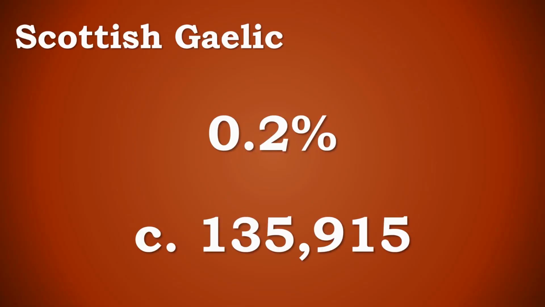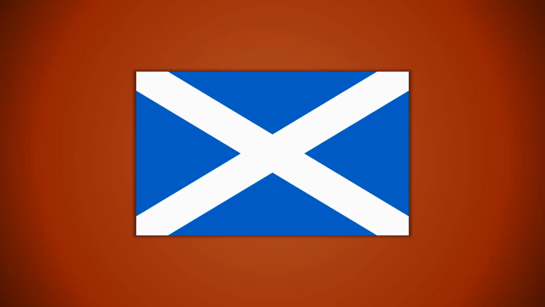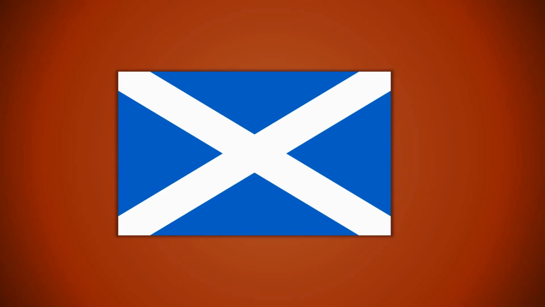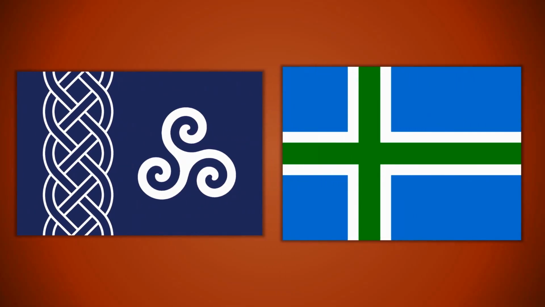Scottish Gaelic is spoken by 0.2% of the UK's population. That's around 135,000 people. Again, Scottish Gaelic is mostly shown with the Scottish flag. However, as with Scots, this is a problem when you need to differentiate between the two. Most of the time, if you look online for a Scottish Gaelic flag, you'll find something that's a little bit generically Celtic. So like this example on the left, which is a lovely flag, but it could be used really for any of the Celtic nations with a triskelion and some knotwork.